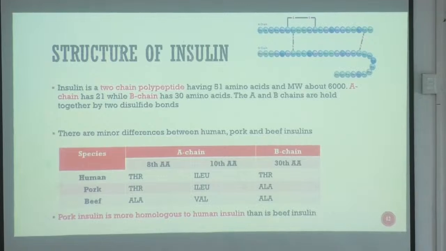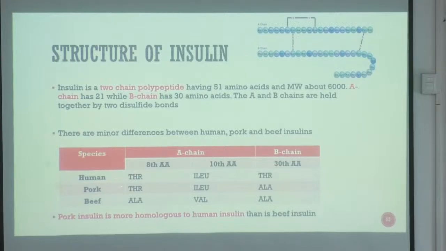Now, before the advent of human insulin, pork and beef insulin were used. Now, these are the subtle differences in the pork, beef and human insulin. In the A chain, 8th amino acid, human and pork insulin have threonine, but in beef insulin alanine is there. In the 10th amino acid, again human and pork insulin have isoleucine, but beef insulin has valine. In the B chain, 30th amino acid, human has threonine, while pork and beef have alanine.